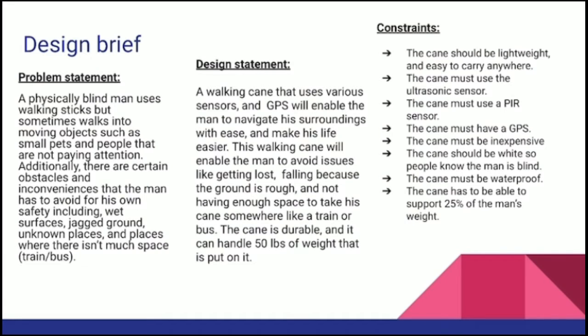So right here is a simple design brief we came up with. It looks at the problem blind people face while using normal walking canes, and it talks about a simple design which we came up with as a class, while also looking at the constraints which the cane would have to meet for it to be properly efficient and effective.